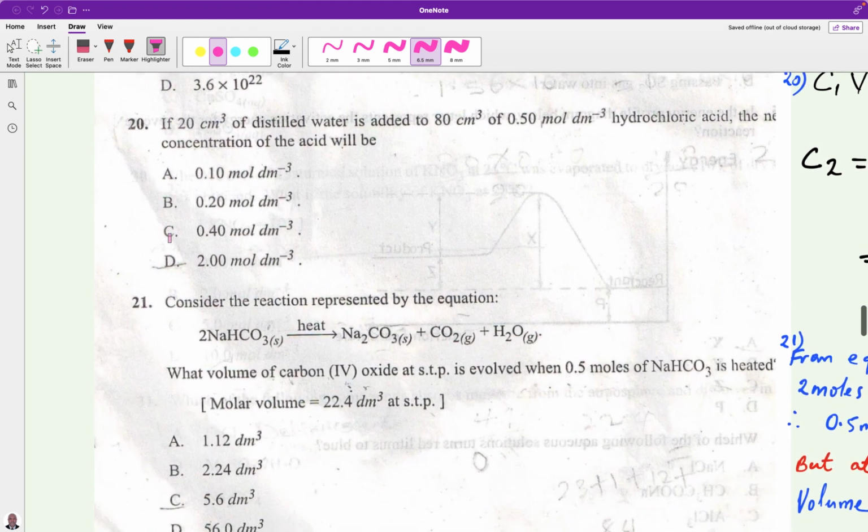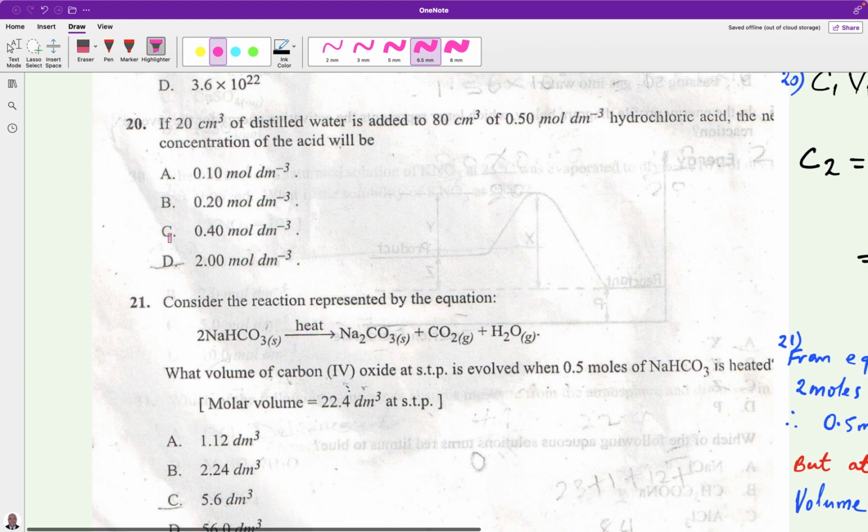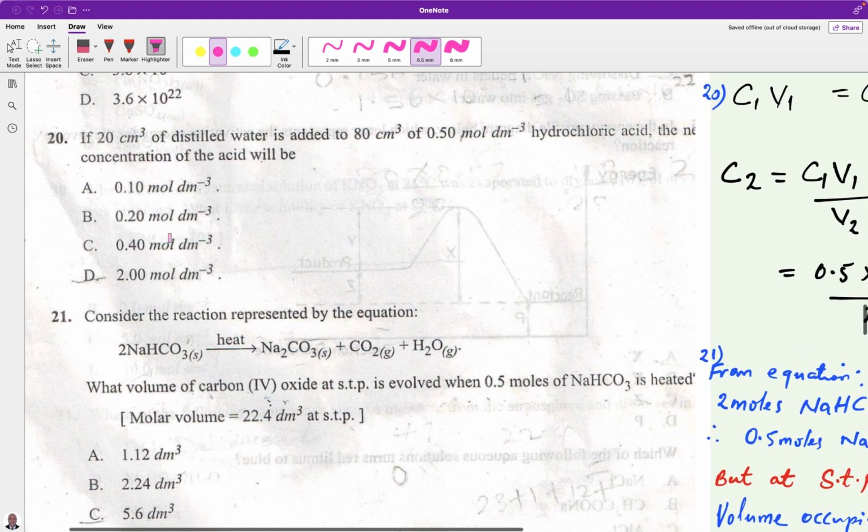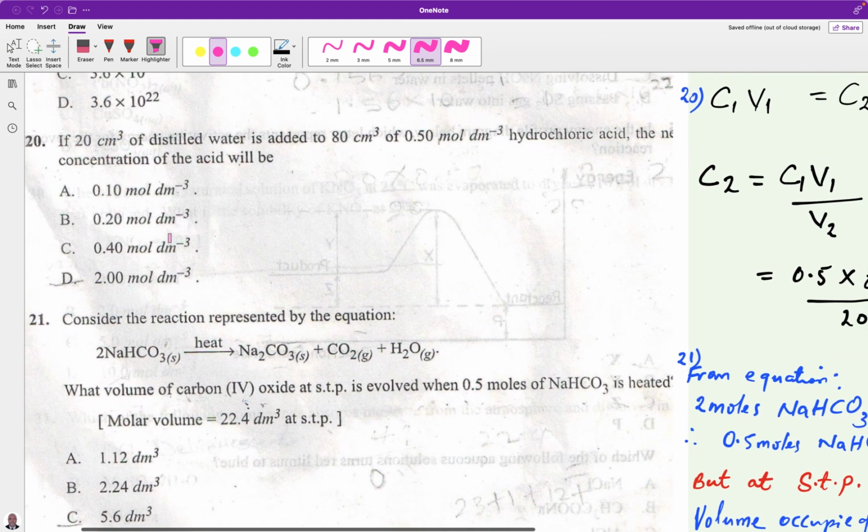Again, question number 20. 20 cm³ of distilled water is added to 80 cm³ of 0.50 mol/dm³ hydrochloric acid. The net concentration of the acid will be what?